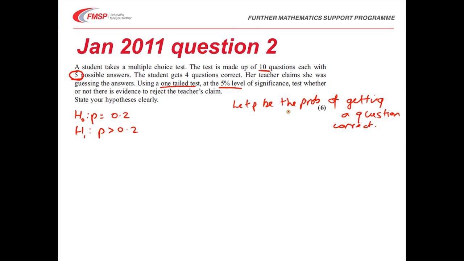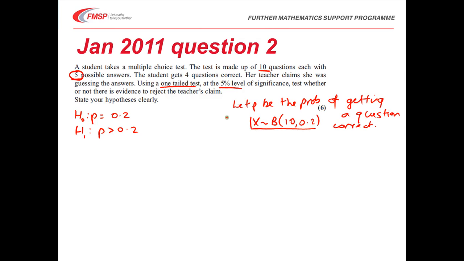Okay, and we're looking at the fact that X is a binomial 10, 0.2. So again, state the distribution that we are wanting to use. You get marks for that. So again, it's really important that you tell me what distribution we're using. So let p be the probability of getting a question correct, and X is a binomial 10, 0.2. So we're stating the distribution we're dealing with.